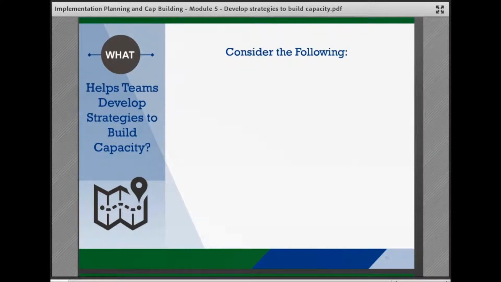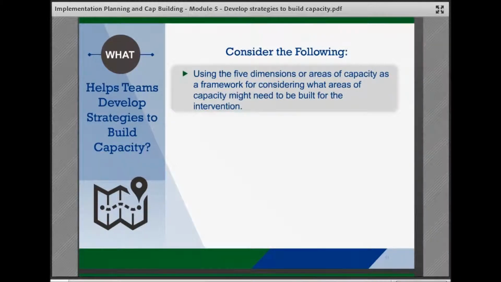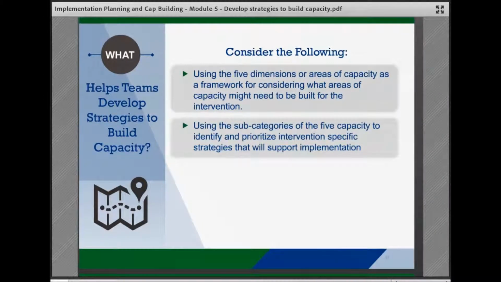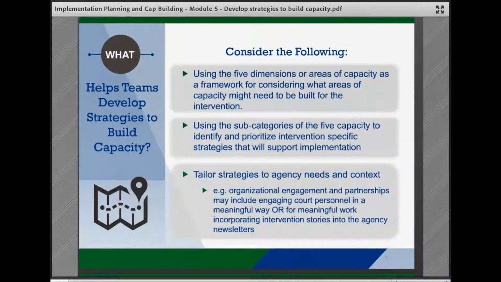What helps teams to develop strategies that will build capacity? Teams should consider using the broad dimensions of capacity as a frame for considering organizational capacity, and using the subdimensions under each of the 5 broad areas for capacity building. Teams should also think about how they can tailor strategies to agency-specific needs and context. For example, organizational engagement and partnerships may include engaging court personnel in a meaningful way, or for meaningful work might include incorporating intervention stories into the agency newsletters.